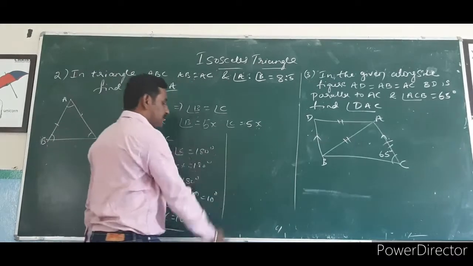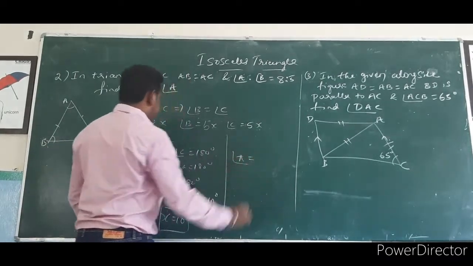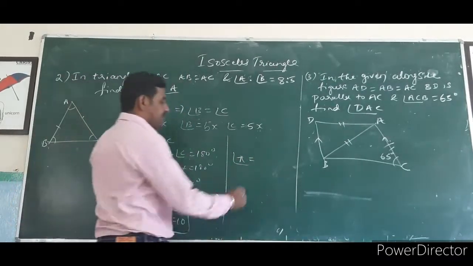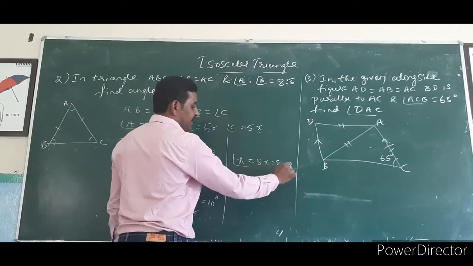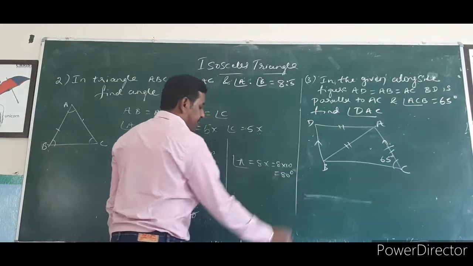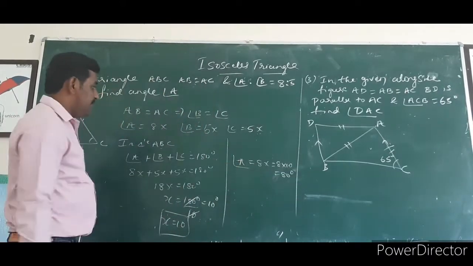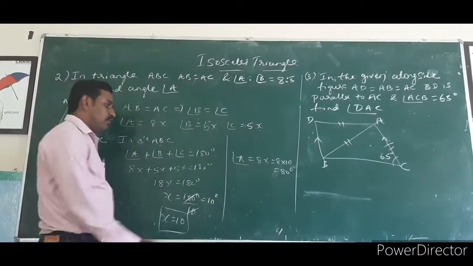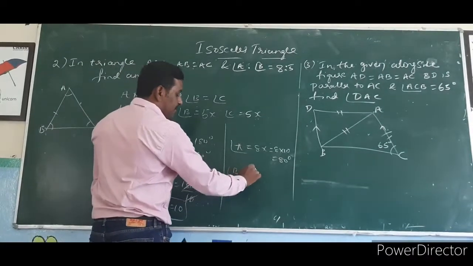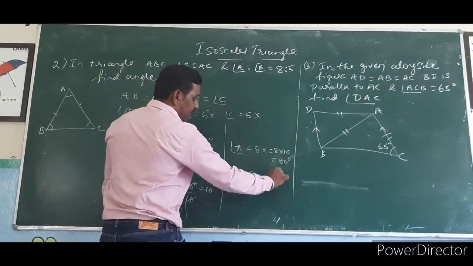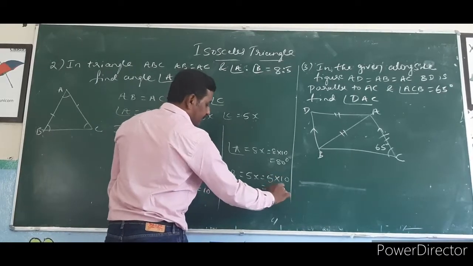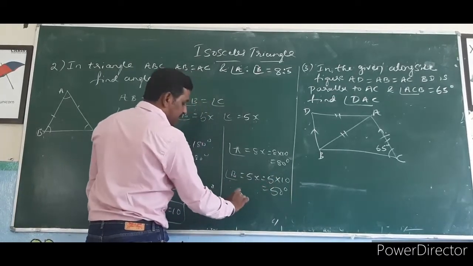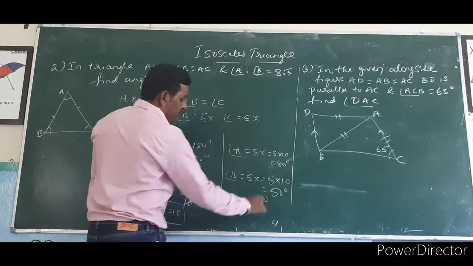Then we have to find the angle. Angle A is equal to 8x, so 8 into 10, that is 80 degrees. Suppose they ask to find angle B, that is 5x, 5 into 10, that is 50 degrees. So angle B is equal to angle C means C is also 50 degrees.